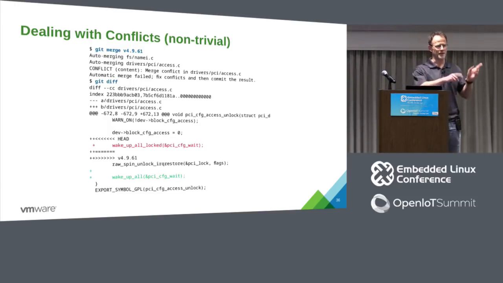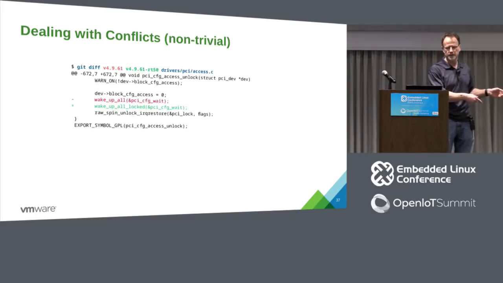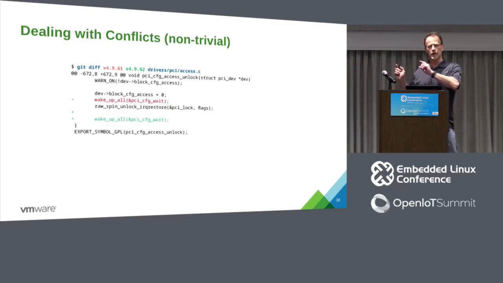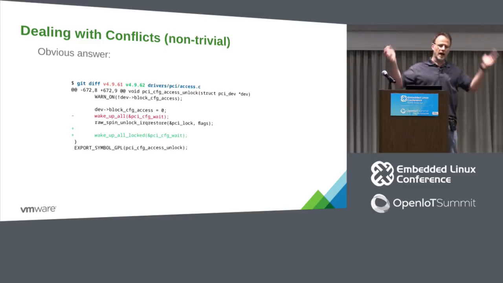A little more non-trivial, and this actually goes back to the bug I think happened before. So I did this, you go up to 4.9.61, git diff, I see wake_up_all_locked, wake_up_all. Okay, it moved. So I do the same thing, diff the RT code against the stable release that it was based against. Okay, I renamed wake_up_all to wake_up_all_locked. Good. Then I look at what the upstream kernel did compared to the same baseline, and it moved the wake_up_all outside the raw lock. So, obvious answer, right? Well, it's the obvious answer, so it's wrong.